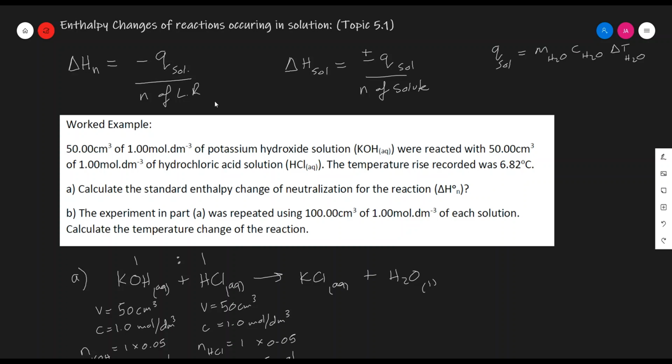On the other hand, when calculating the enthalpy changes of solution, which is when we dissolve a solute into a solvent, that is calculated using this equation here: the enthalpy change of solution equals the heat released or absorbed by the solution. This is why I have a plus and minus sign, since delta H solution could be either exo or endothermic, divided by the moles of solute that is dissolved in the solvent.